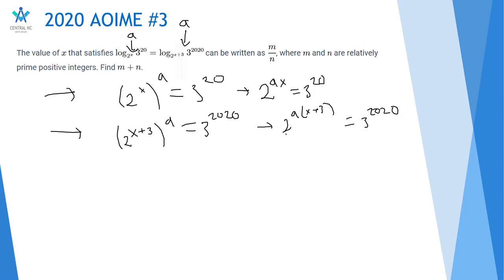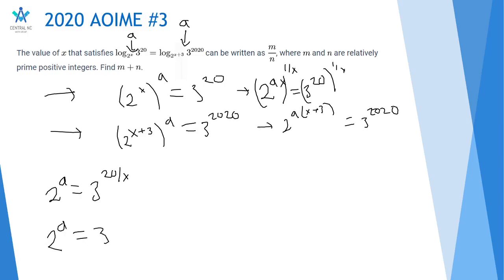From here, we can raise these to the power of 1 over x each, and that isolates the 2^a. So we get 2^a is equal to 3^(20/x). You'll understand why I'm doing this in a second. We can do the same thing over here by raising each side to the 1 over x plus 3 power, because by multiplying we're canceling out the x plus 3. We get that 2^a is equal to 3^(20/(x+3)).